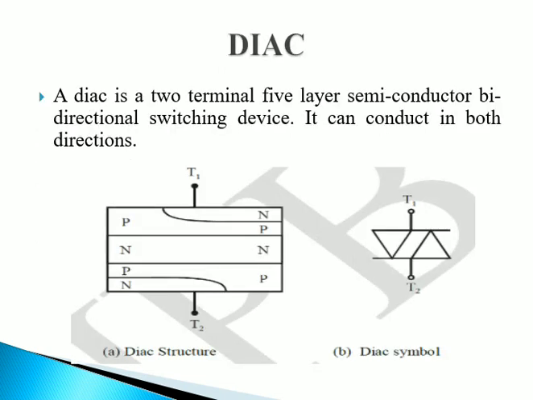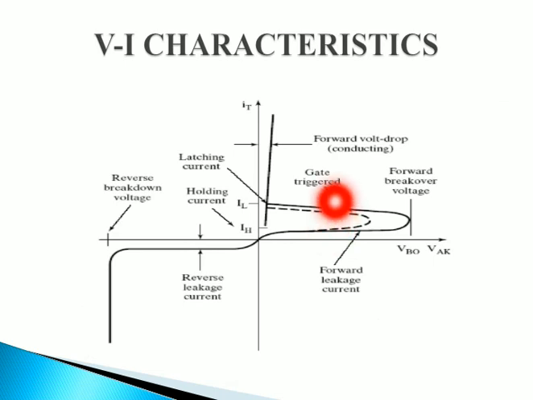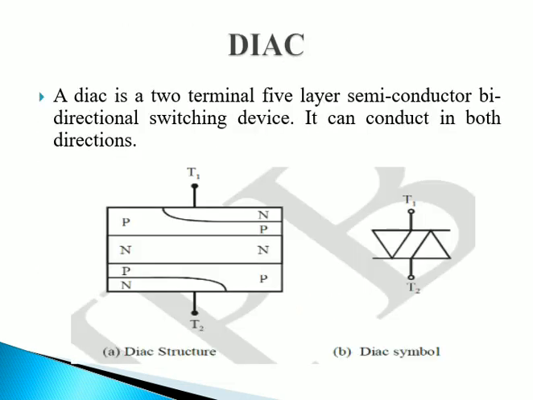The next one is the diac. A diac is a two terminal, 5-layer semiconductor which is a bidirectional switching device, meaning it can conduct in both directions, whereas the SCR conducts only when it is forward biased. In reverse bias the SCR did not conduct any current, it acted like a diode. But a diac is a device which will conduct in both directions. So this is the 5 layers and this is the symbolic view.